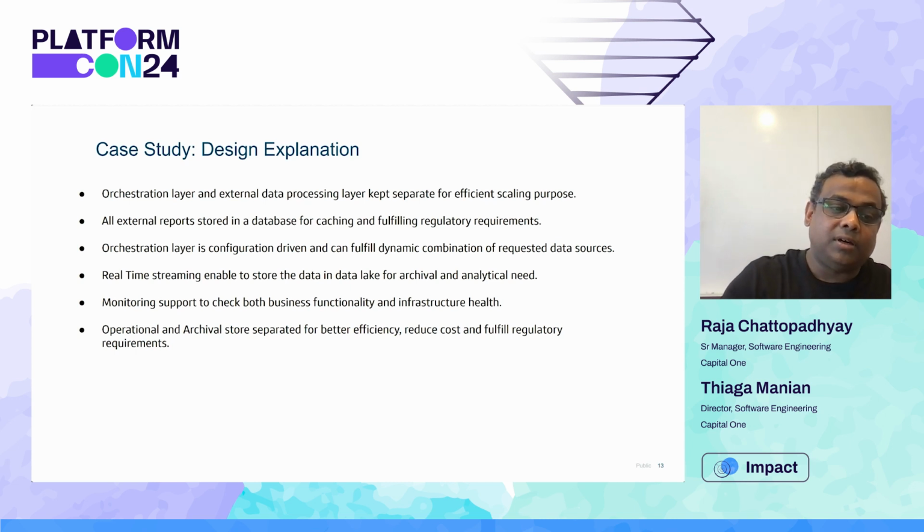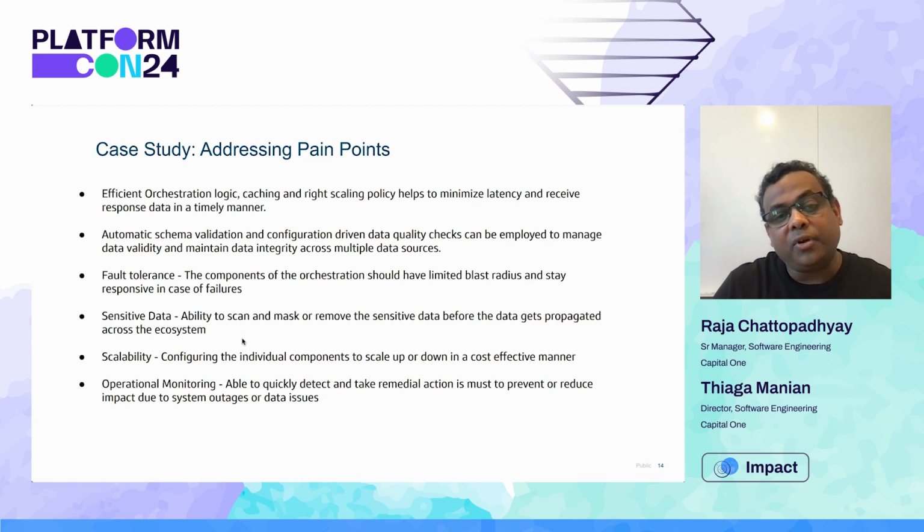requirements. Addressing the pain points, efficient orchestration logic, caching, and right scaling policy help to minimize latency and receive response data in a timely manner. Automatic schema validation and configuration driven data quality checks can be employed to manage the data validity and maintain data integrity across data sources. So when I'm saying automatic schema validation, it could be an XSD or something similar, so that it can be done in an efficient way on the fly when the data is coming into our system or going to the third party vendors.